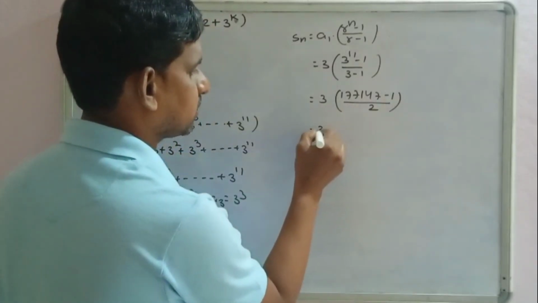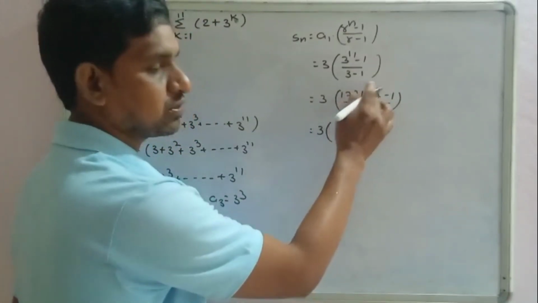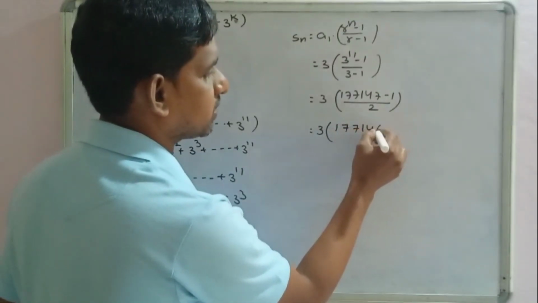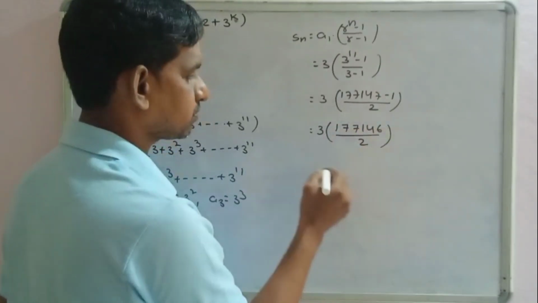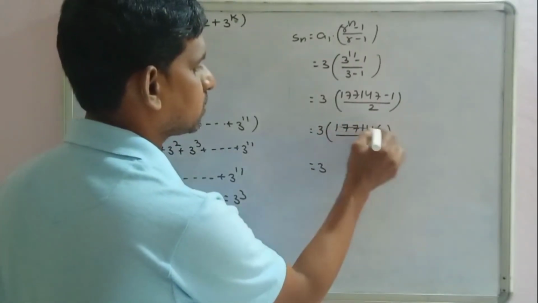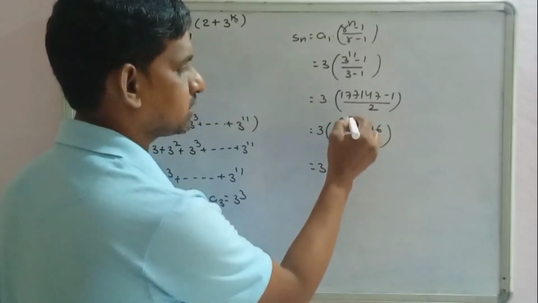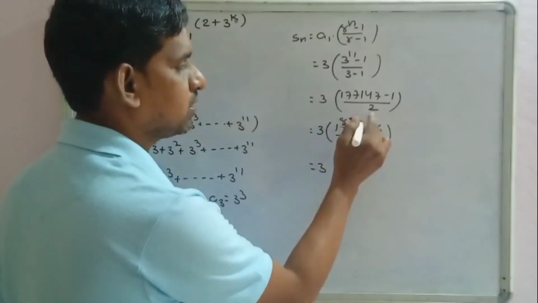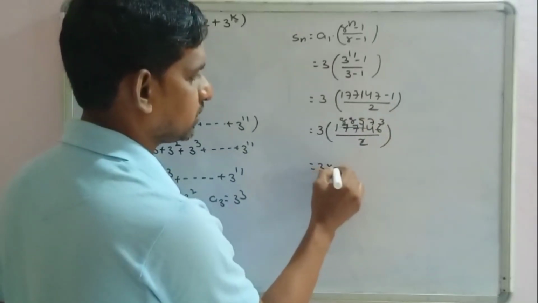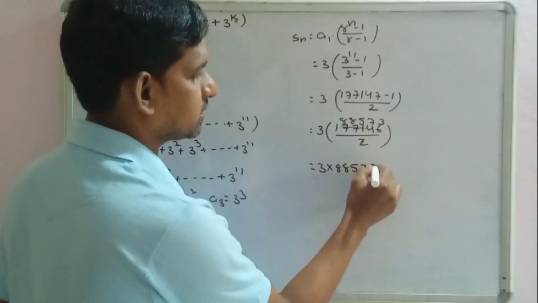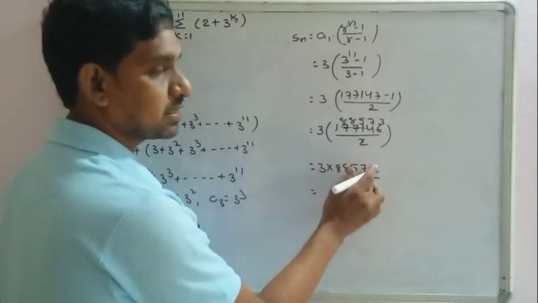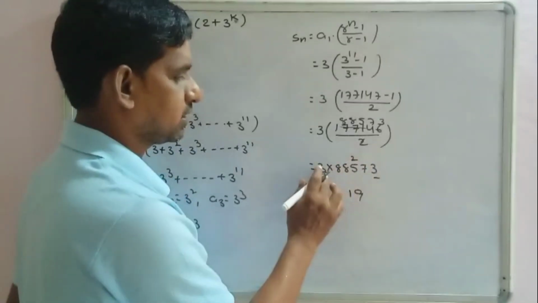That equals to 3 into 1,77,147 minus 1 is 1,77,146 divided by 2. That equals to 3 into, see 2 how many times? 2 8s are 16, 1 balance, again 2 8s are 16, 1 balance, 1 1, 2 5s are 10, 1 balance, 2 7s are 14, 2 3s are 6. So 3 into 88,573.